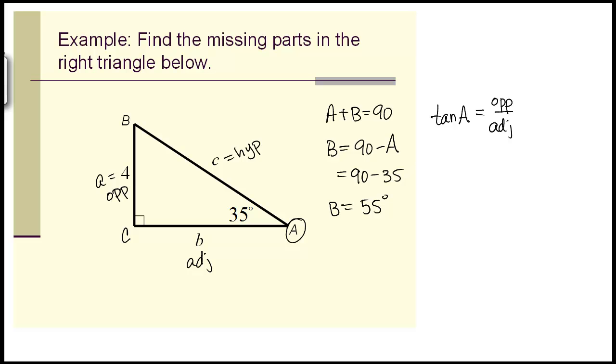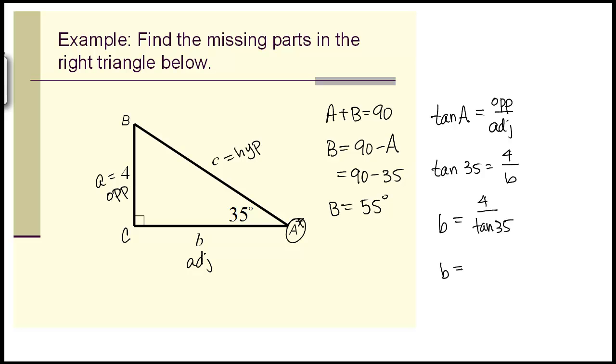Why did I pick tangent? Because again, I'm given angle A and I'm given the opposite. So I'm trying to use any trig function that uses opposite in it. And since I'm looking for side B, the adjacent, I'm going to use tangent. So that means that tangent of 35 is equal to 4 over B. Here's a little trick. If the variable that you're looking for is in the denominator, you're going to switch the tangent function and the variable. So I'm going to switch the B with the tangent of 35.